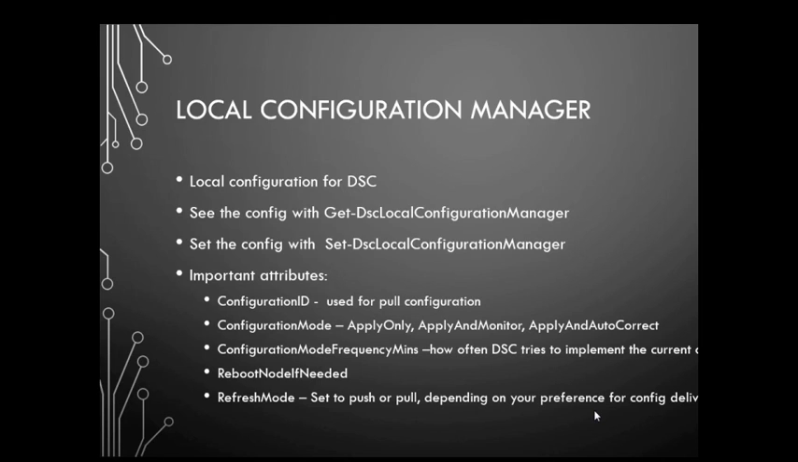By default, it's apply and monitor, which means if I went and I deleted that POS destination directory right now, it wouldn't come back. Apply and autocorrect, after a period of time, obviously it would go ahead and look at its config and say, oh yeah, that directory is supposed to be there, I'm going to go ahead and add it back. And it would do that on this interval. Configuration mode frequency in minutes. This is how often it checks its config and corrects anything or monitors anything that's drifted.